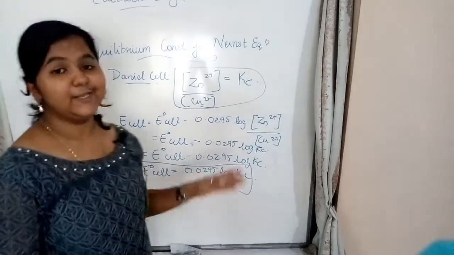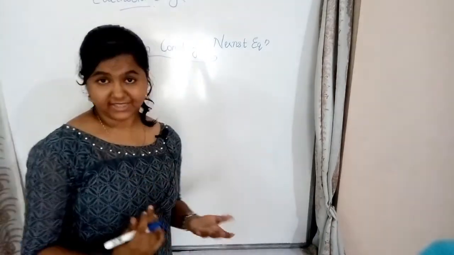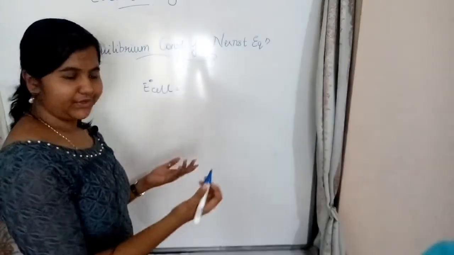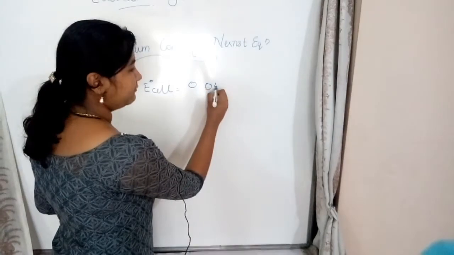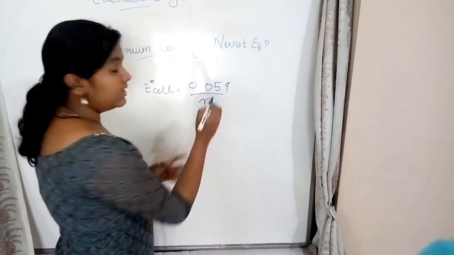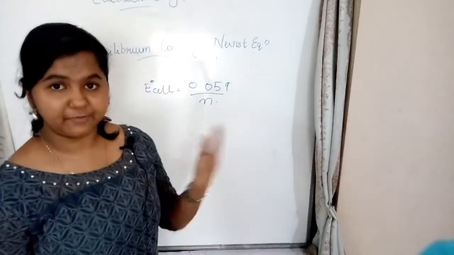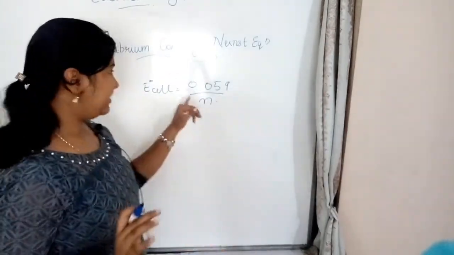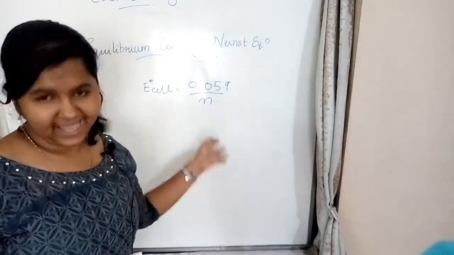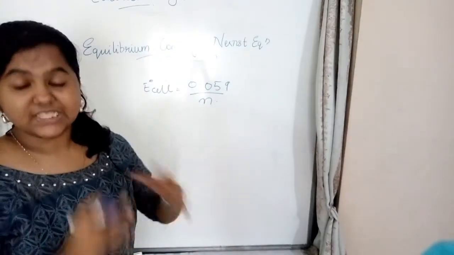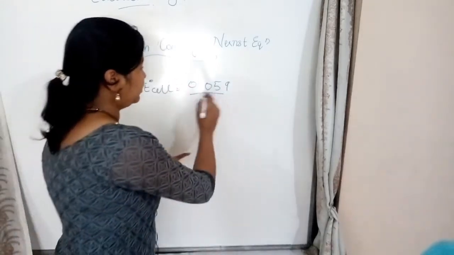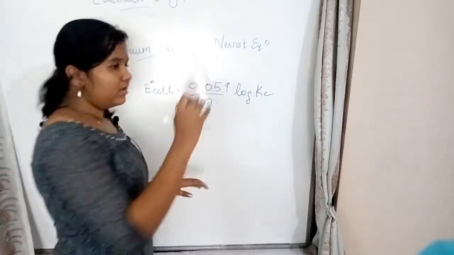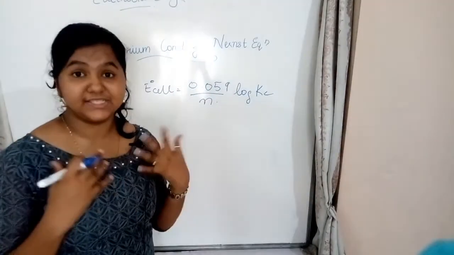How do you find it? Using log Kc. So in general, E0 cell is equal to 0.059 divided by n. I wrote 0.0295 because it was 0.059 divided by 2. Over here it is 0.059 divided by n because we don't know the number of electrons. It's a general equation. So that is E0 cell equal to 0.059 divided by n log Kc.